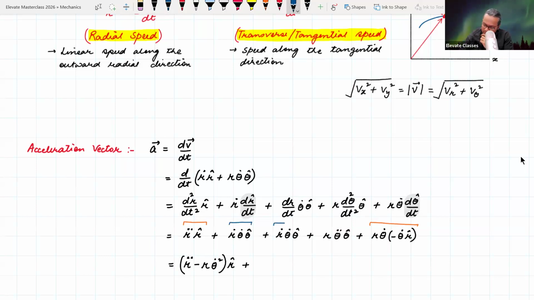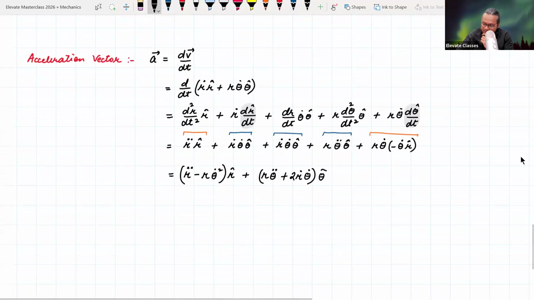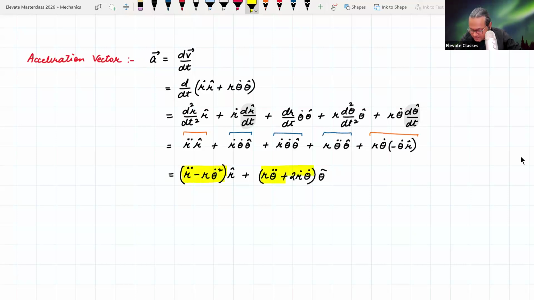And theta cap के अंदर क्या आएगा? ये तीन टर्म्स आएंगी, which together means r theta double dot plus 2 r dot theta dot theta cap. This is the angular acceleration vector in polar coordinates. Acceleration vector in polar coordinates. So you have these two expressions. This is the radial acceleration. This is the transverse acceleration.